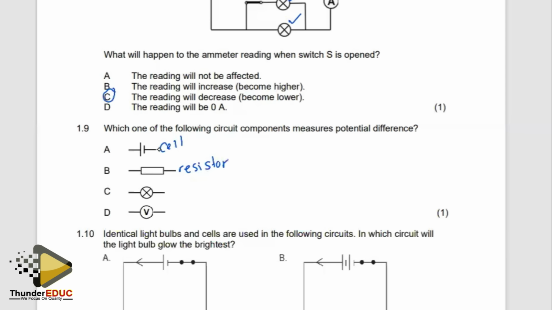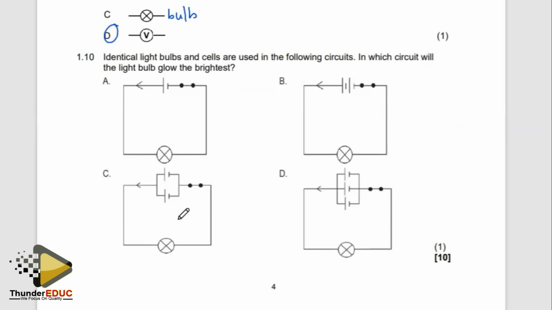Shows a resistor, right? Then C shows a bulb. Then V shows the component that is a voltmeter. So what is potential difference? Potential difference, we are talking about a voltage, right? So which component measures voltage? So we are left with D. That's our answer for 1.9. Then move on to 1.10.